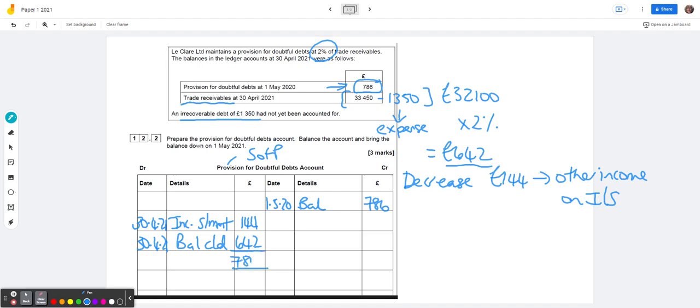And we can balance that off. Both sides add up to 786. And remember that the mark isn't going to come from the balance carried down on the 30th of April, it's going to come from the balance brought down on the 1st of May. So balance brought down 642. So pretty straightforward, another 3 marks.